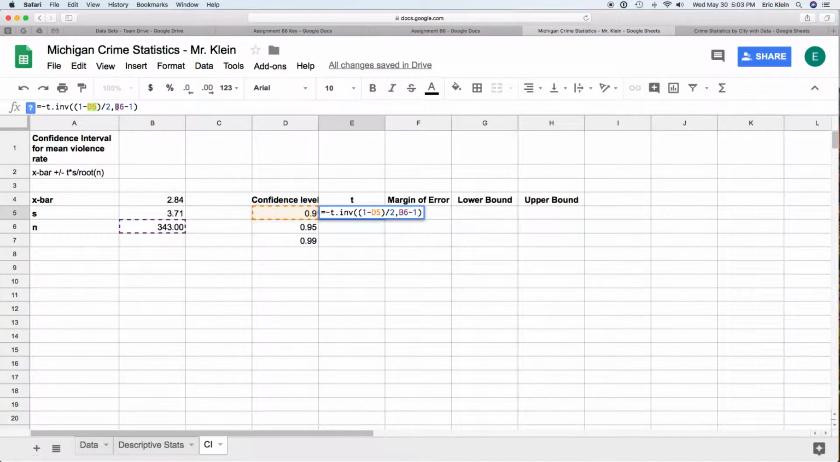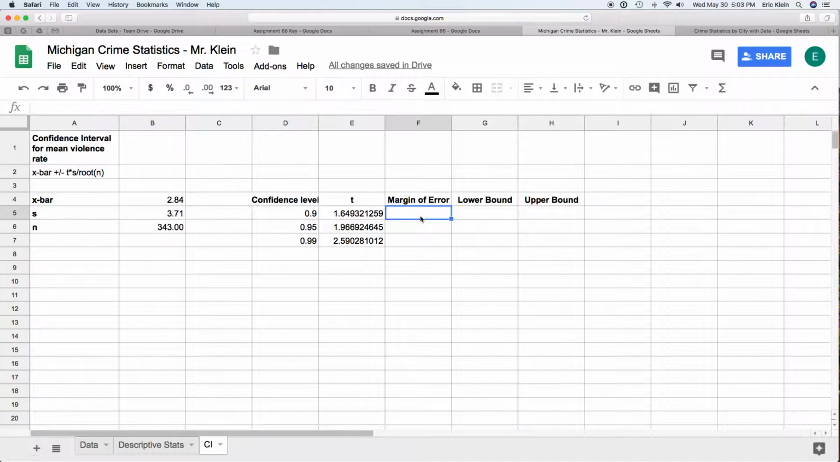So here's how you do that. You enter $, and those two $ signs there are going to fix the cell. So copy that, paste it here, paste it here. There are our t values.